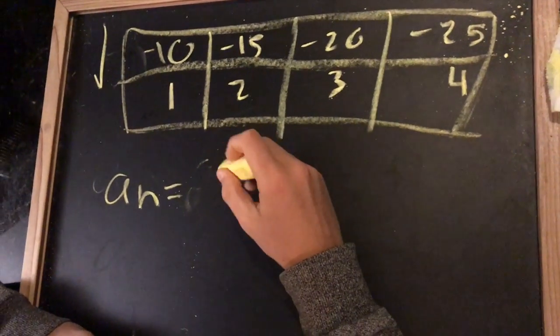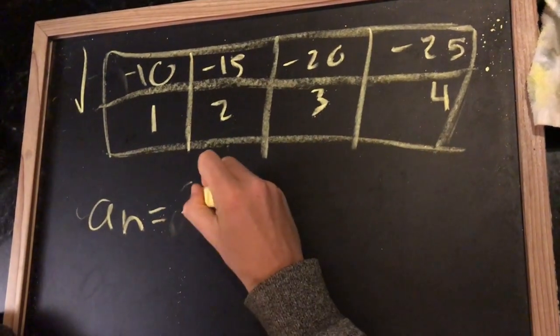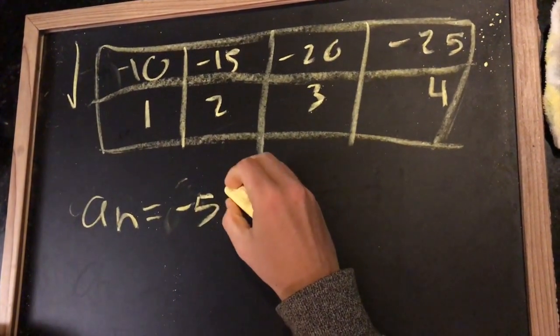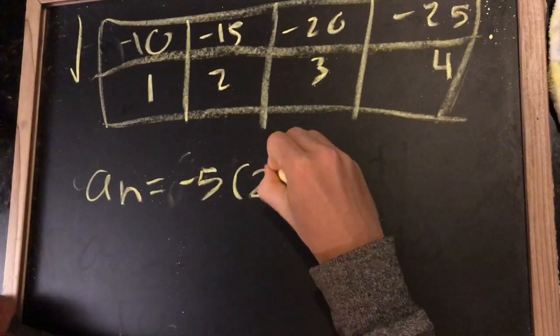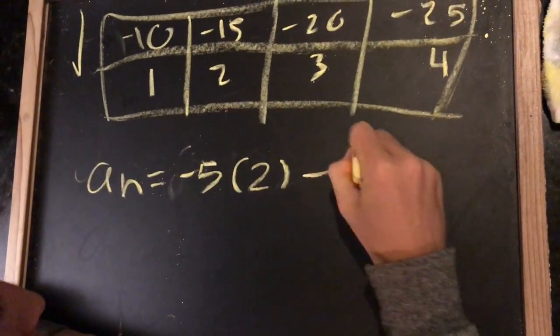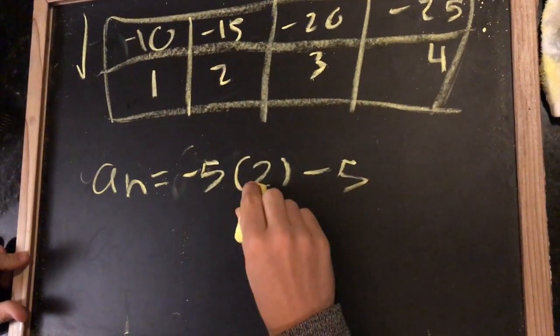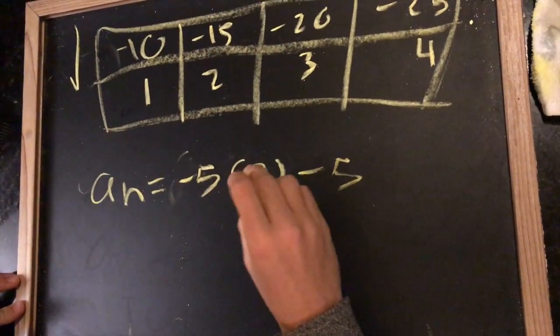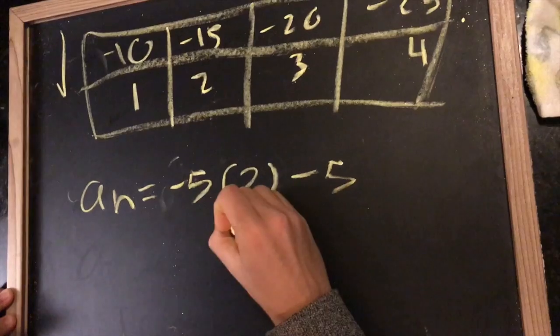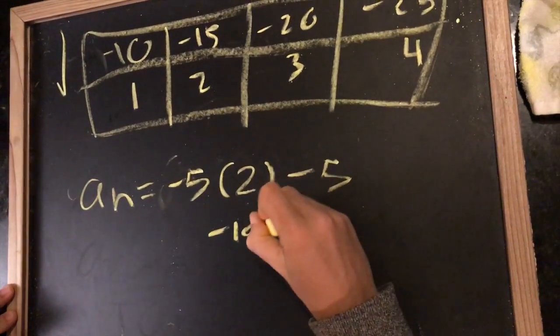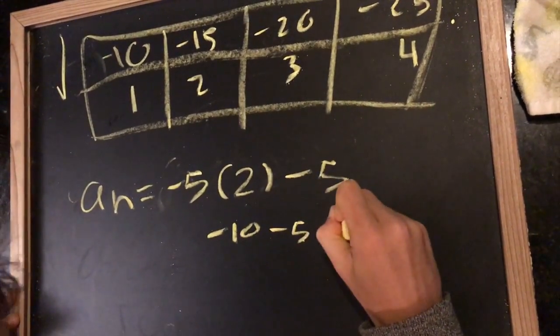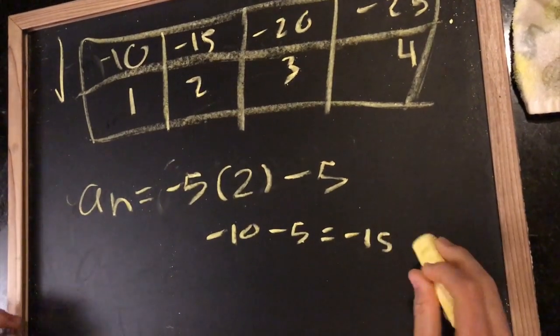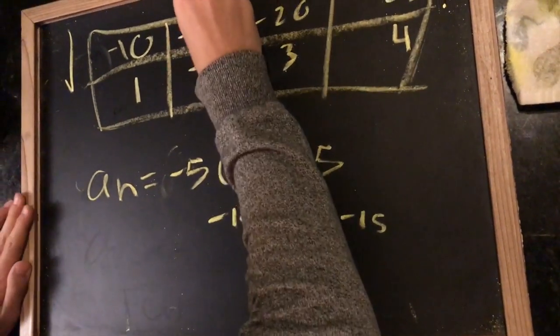Now, just to make sure that our equation is correct, my partner here, John Brab, is going to plug in the second and the fourth term. For n equals 2, we should get the result -15. -5 times 2 gives us a -10. -10 minus 5 equals -15. Once again, we are correct. Check, check.